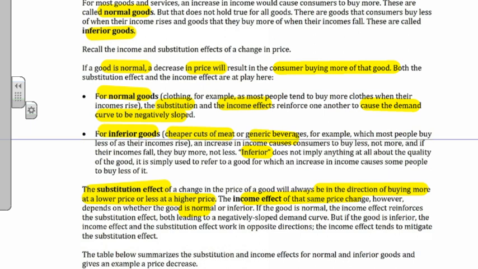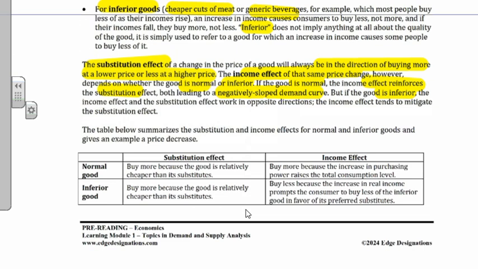But the income effect of that same price change depends on what kind of good it is. Is it a normal good or an inferior good? For a normal good, the income effect will reinforce the substitution effect and lead to a negatively sloped demand curve. In other words, if it's a normal good and prices fall, I'm going to buy more. But with an inferior good, the income effect and the substitution effect work in opposite directions. In other words, the income effect will mitigate the substitution effect.